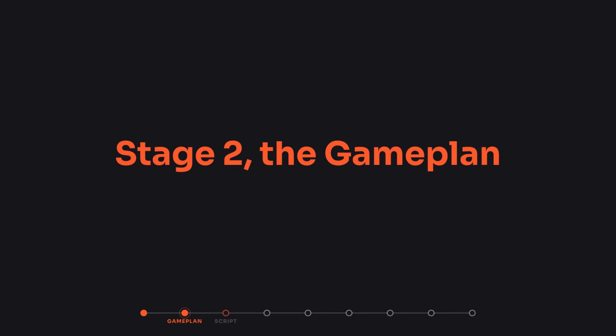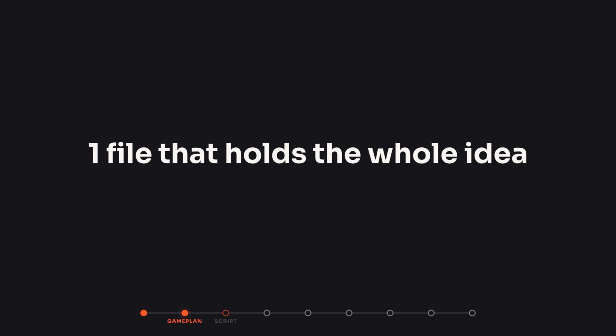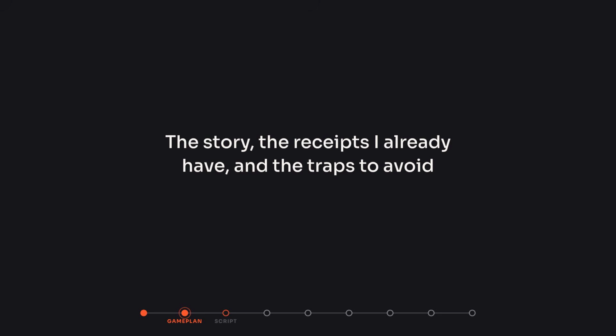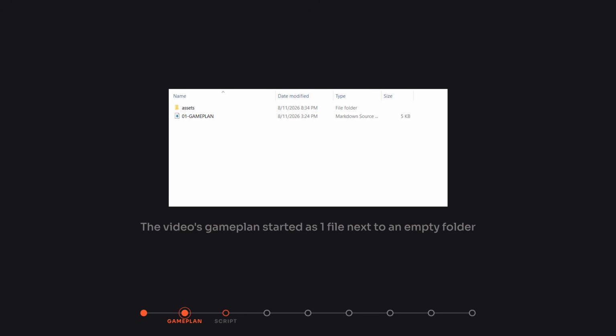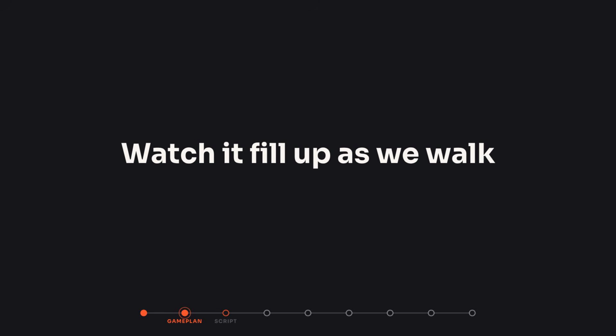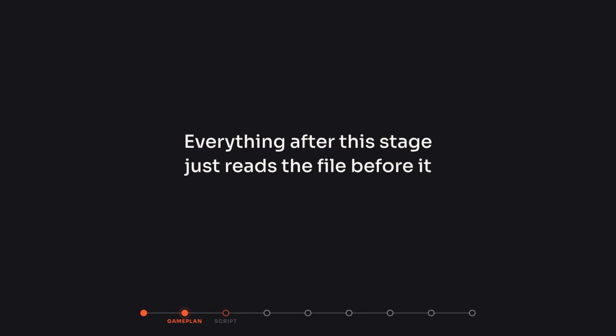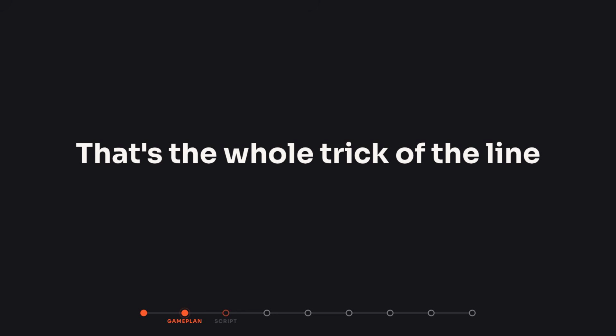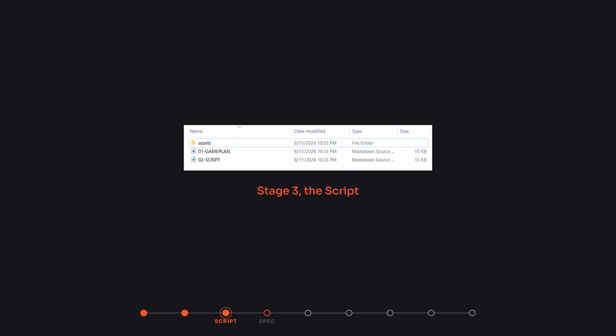Stage 2, the game plan. One file that holds the whole idea. The story, the receipts I already have, and the traps to avoid. The video's game plan started as one file next to an empty folder. That's the video's actual folder on day 1. Watch it fill up as we walk. Everything after this stage just reads the file before it. That's the whole trick of the line.